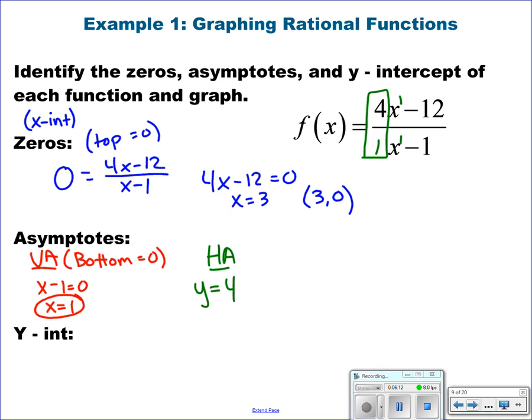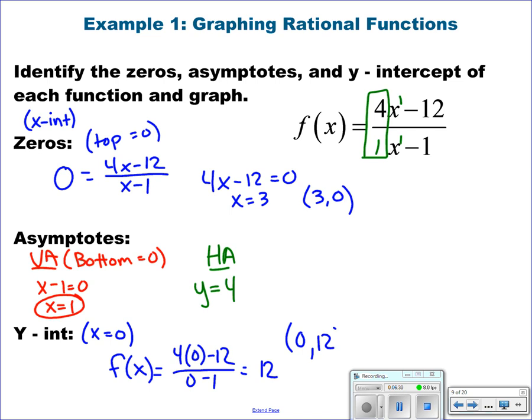Your y-intercept is when x equals 0. That's the easy one. 4 times 0 minus 12, over 0 minus 1. That's going to be 12. So it's the point (0, 12).